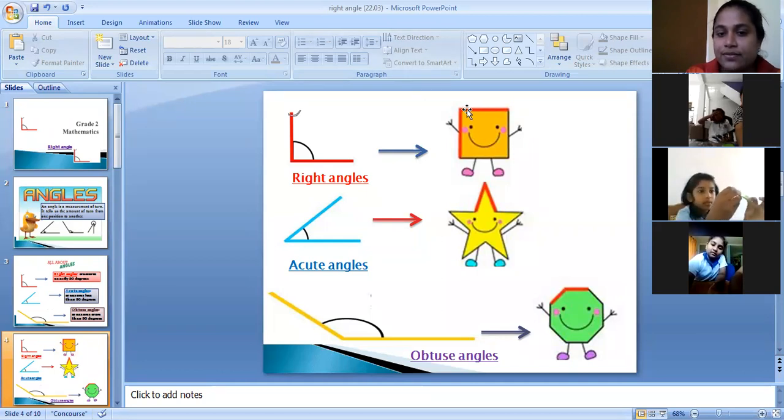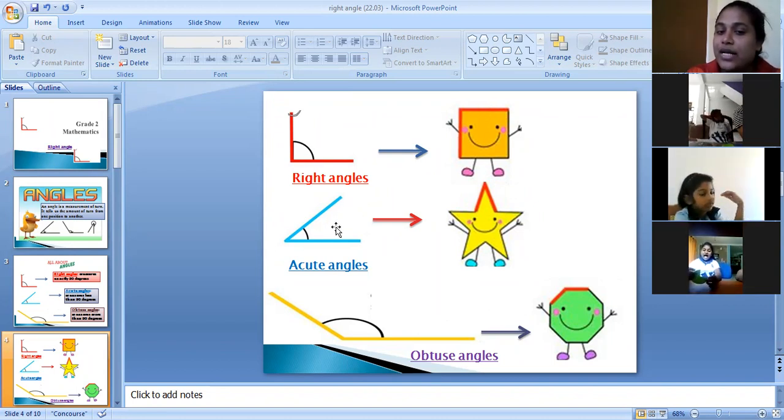Here look at this red color line. It has joined together and here makes an angle. For this we can say right angle. It is exactly 90 degrees. It is totally similar to letter L.